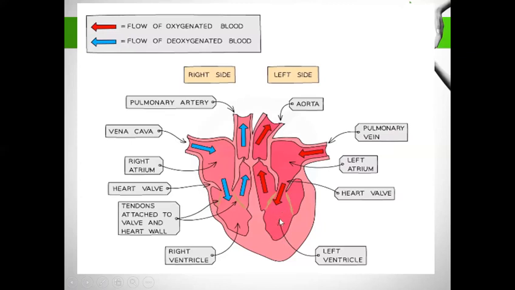And when the left ventricle contracts, the bicuspid valve closes and the aortic valve opens, and the oxygenated blood enters into the aorta. From the aorta, this blood is transported to different parts of the body. Is that clear or not? It's clear, sir. Okay.